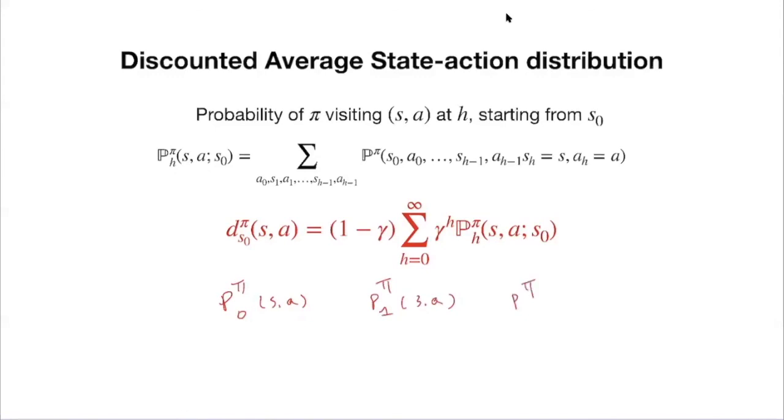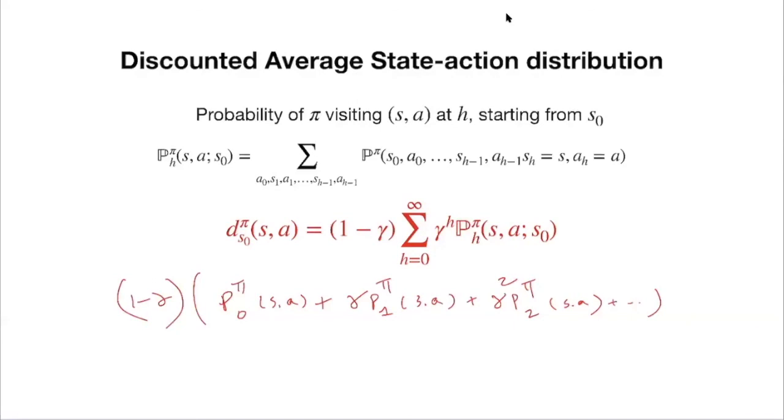And we can also reason about the probability of visiting a state action pair at time step 2, right? They all start from S0. And all I'm doing is doing exponential average. I'm just averaging them together. I just sum them together, put the proper discount factor in front of them, and then take the average. So this is an exponential average.